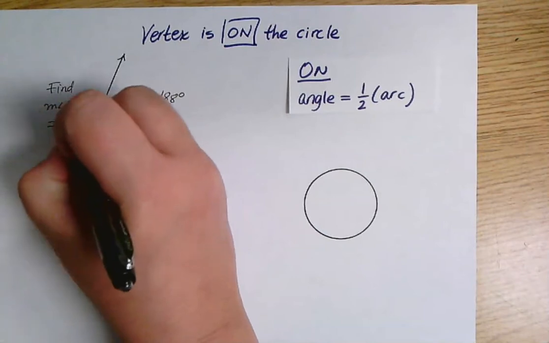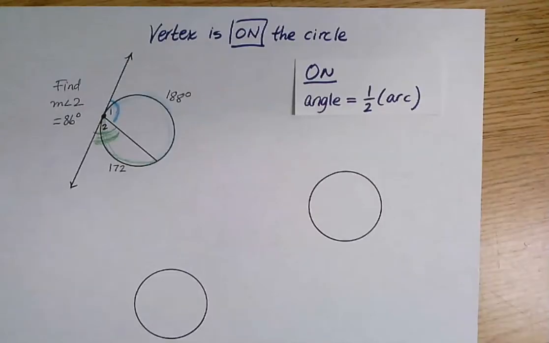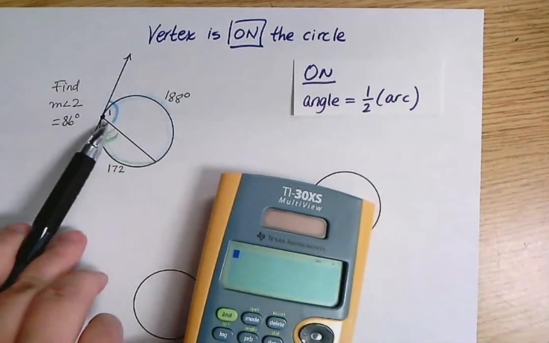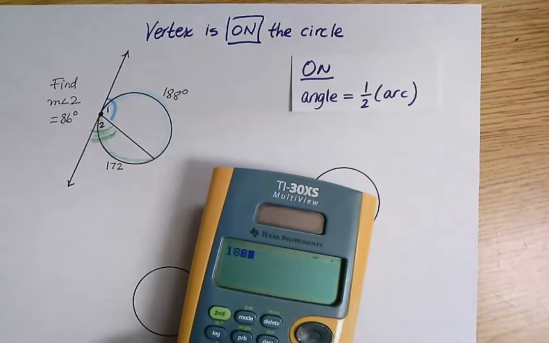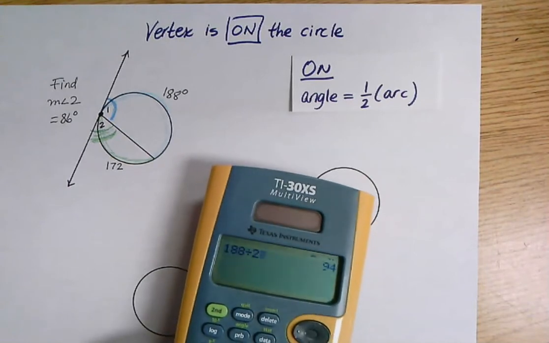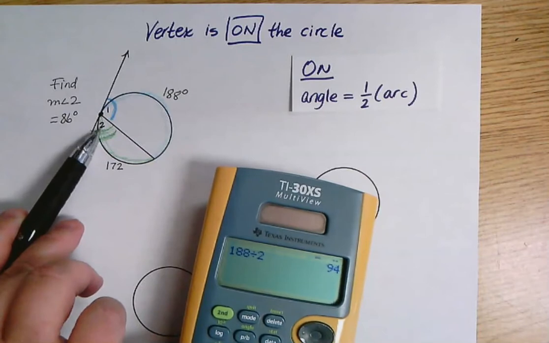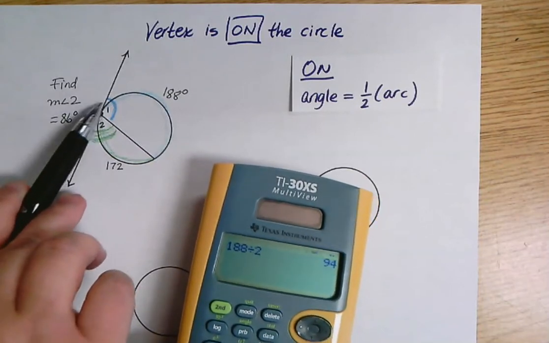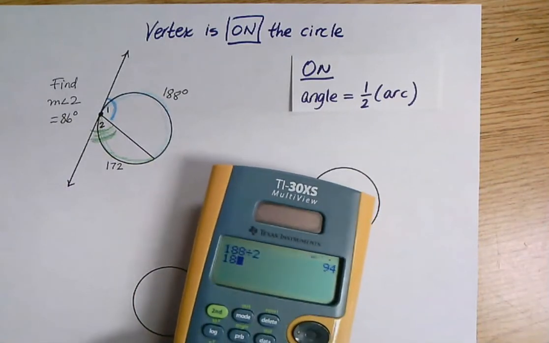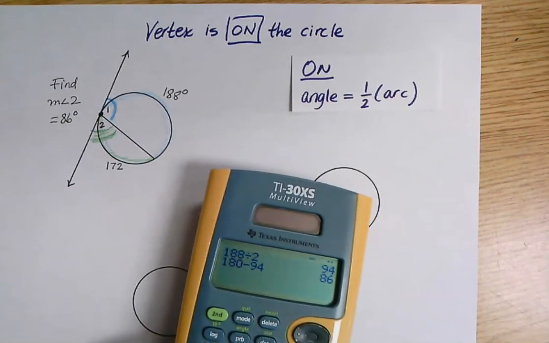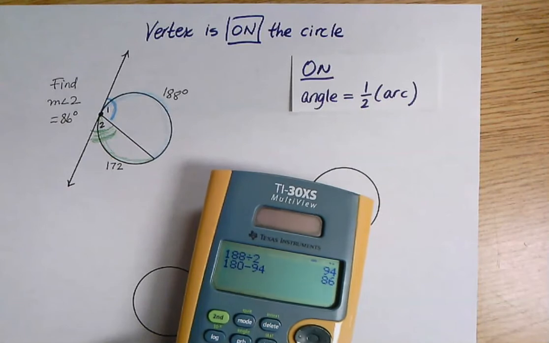The other way I was suggesting you could do it, and it's really just personal preference, is to find this angle by doing 188 divided by 2. And then I'll do my subtraction and subtract angle 1 from 180 to find angle 2, because those two form a linear pair. And that also gives me 86 degrees. So it works either way.